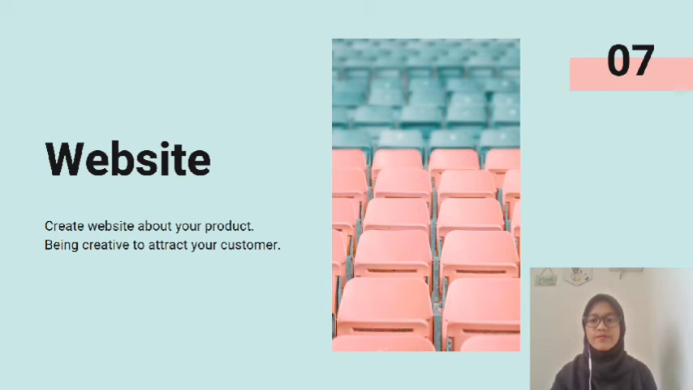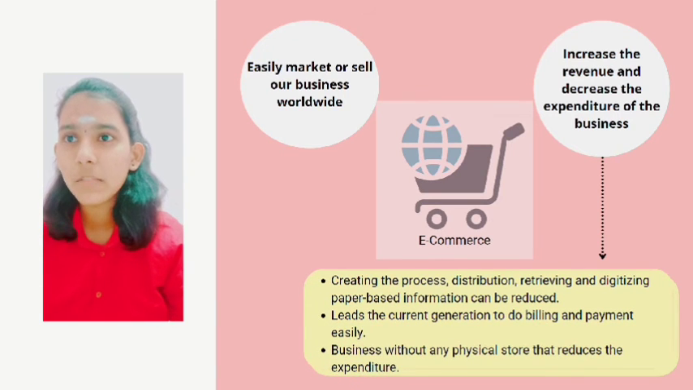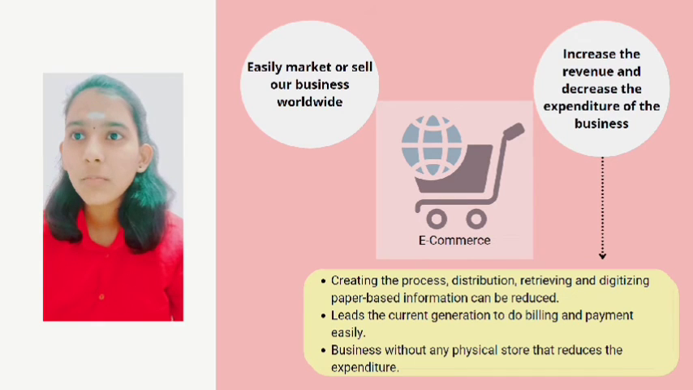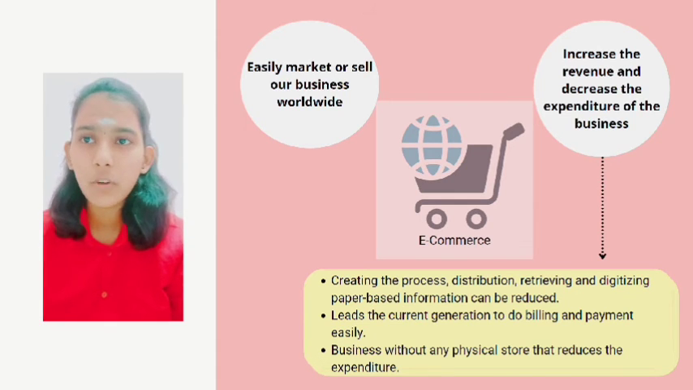For part B, I will explain about e-commerce. The e-commerce platform is also the best way to transform a business from a conventional platform to digital business operation. By using the e-commerce platform, we can easily market or sell our business worldwide. This platform helps to increase the revenue and decrease expenditure of the business. Expenditures such as creating the process, distribution, retrieving and digitalizing paper-based information can be reduced using this platform.